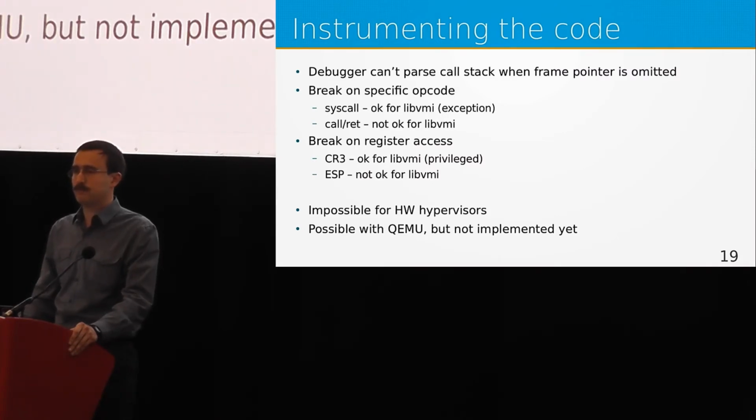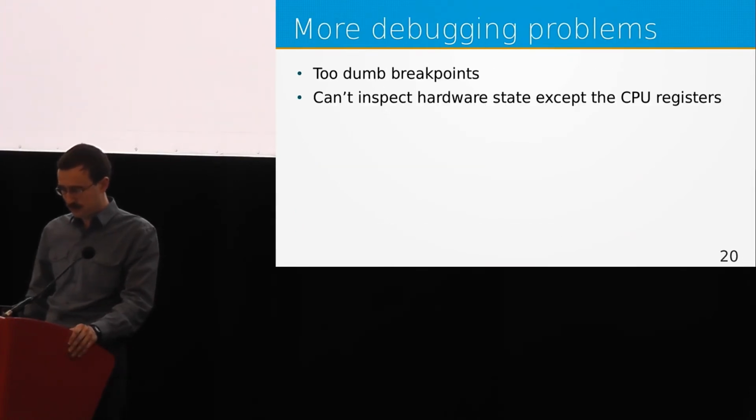We could intercept calling and returning functions operations with the stack pointer, but libvmi doesn't allow this, and this is primarily because it is impossible with hardware hypervisors. But it is okay for QEMU. That is why I think that QEMU is the best choice for debugging.